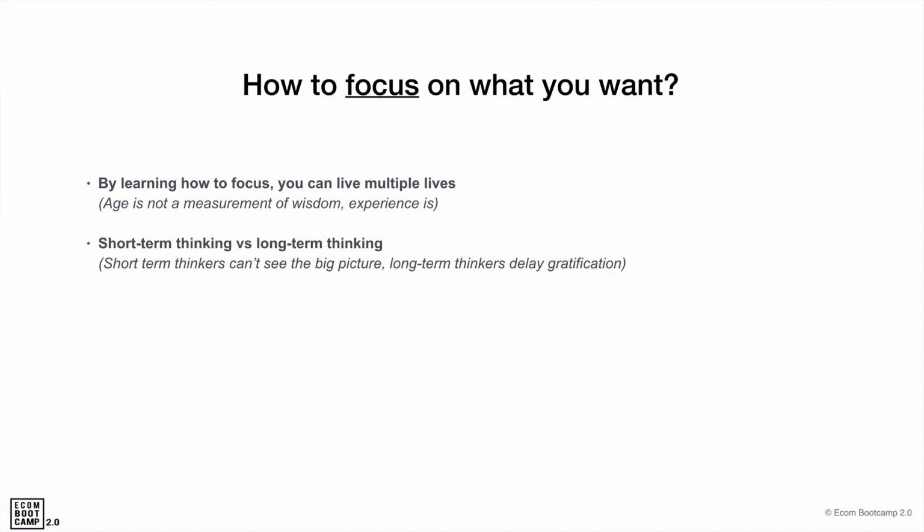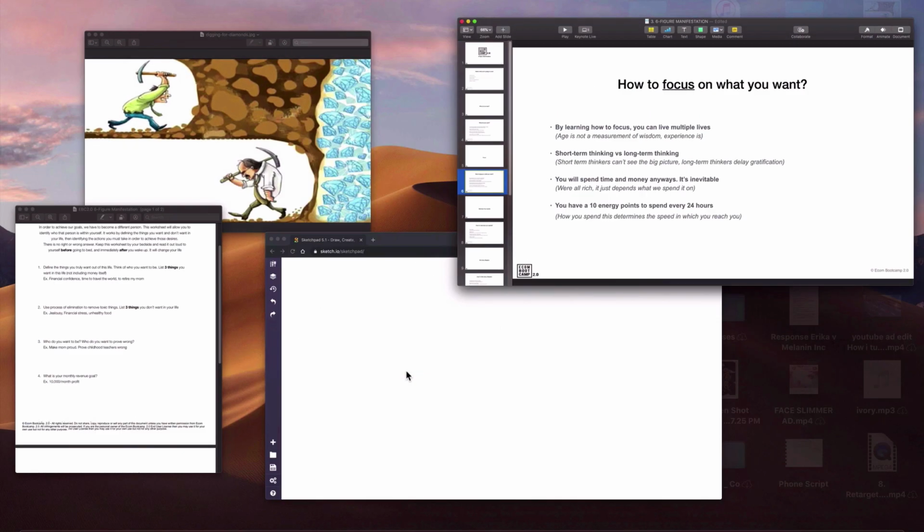There are two types of people: the short-term thinkers and the long-term thinkers. People who think short-term are pretty much aroused by stimuli and things that are happening in the environment, whereas long-term thinkers are able to delay gratification and look at things in the big picture. I know it's kind of broad, so I got the drawing board out today. Let me draw something of what I'm trying to get you guys to understand here.